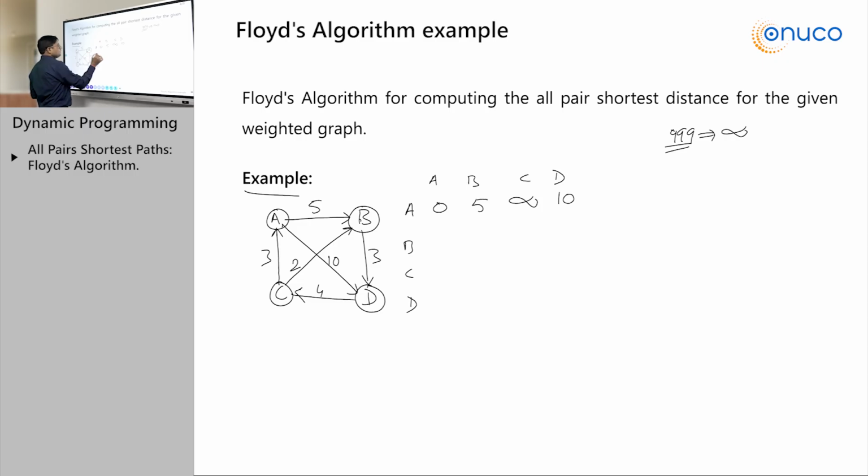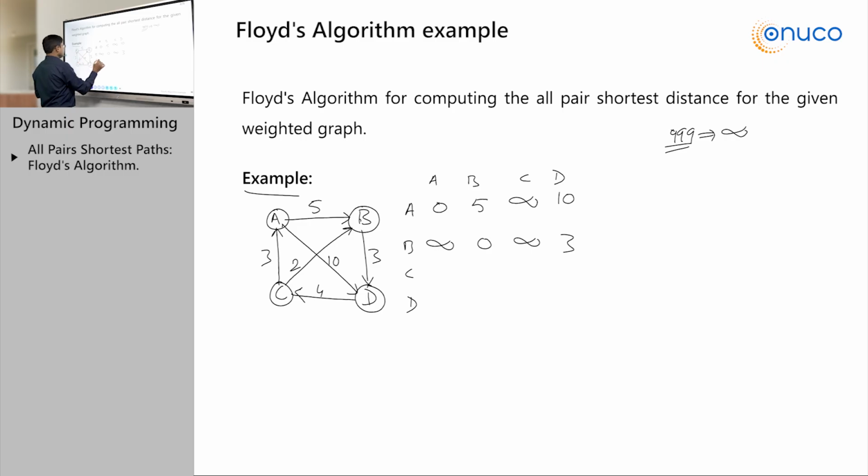Similarly, B to A, we don't have a direct distance, hence it is infinity. B to B, 0. B to C, is there a direct distance? No. So it is infinity. B to D, it is 3. Remember that here B to B we have mentioned 0 because source to source, B to B, distance is 0.